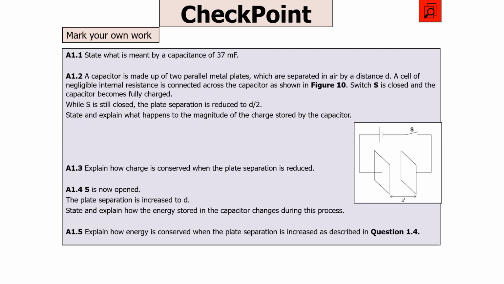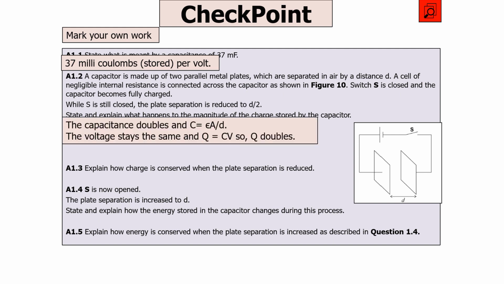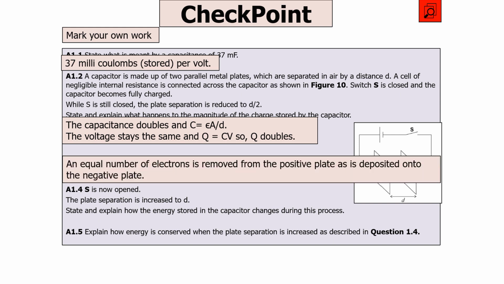Right, you've got to learn what the definition of capacitance is. It's how much charge is stored per unit volt. So this would be 37 millicoulombs stored per unit volt. In this next question, we know our equation to be C equals A epsilon 0 epsilon r over d. So therefore capacitance doubles because the separation has been reduced to d over 2. It's inversely proportional, so capacitance will double. We know voltage stays the same in this question, so Q equals CV. So if C is doubling, Q is doubling. Now charge will be conserved because an equal number of electrons is removed from the positive plate as is added onto the negative plate, so therefore overall the capacitor is uncharged.